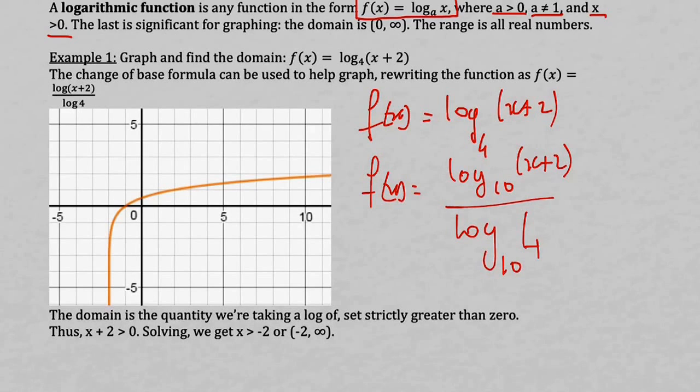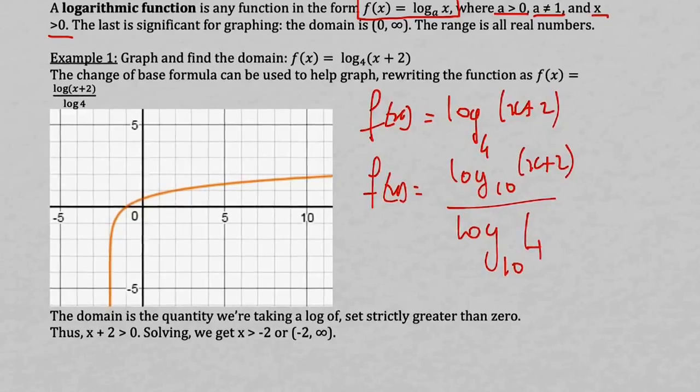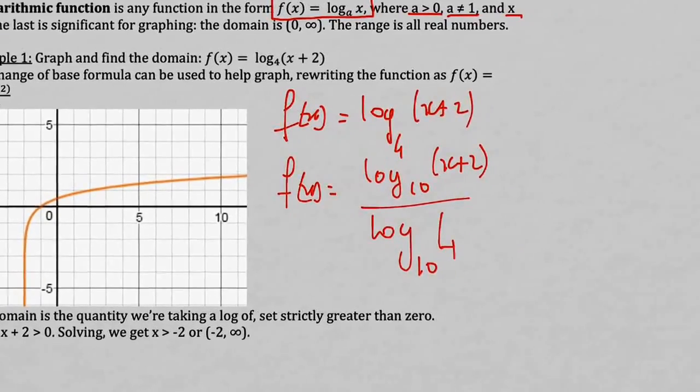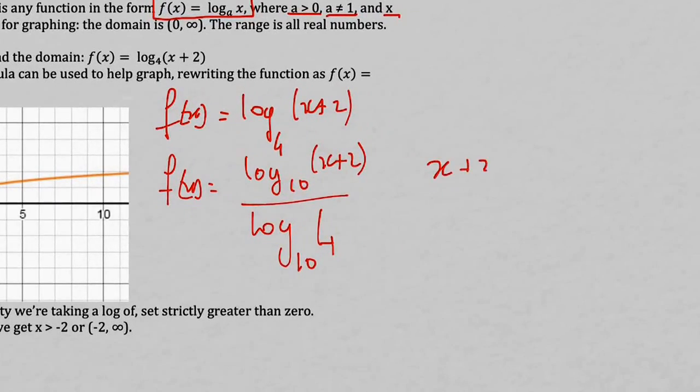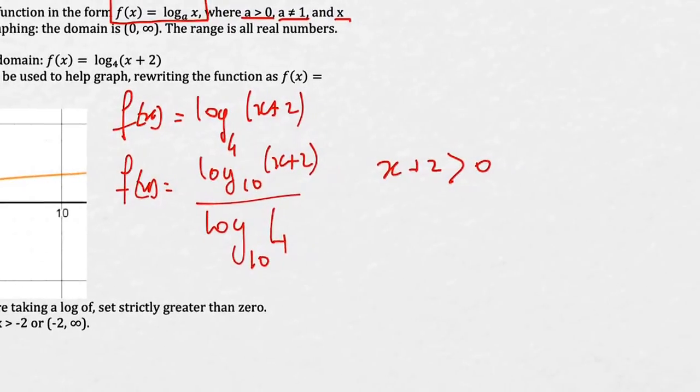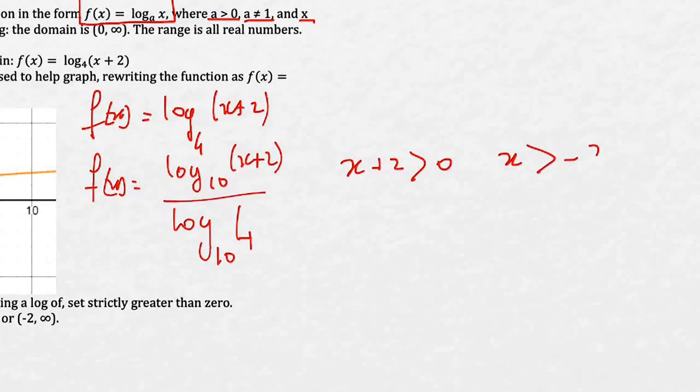And that is telling us that, if you do remember, in log base 10 of x plus 2, x plus 2 has to be greater than 0. And if x plus 2 has to be greater than 0, we end up with x has to be greater than negative 2.